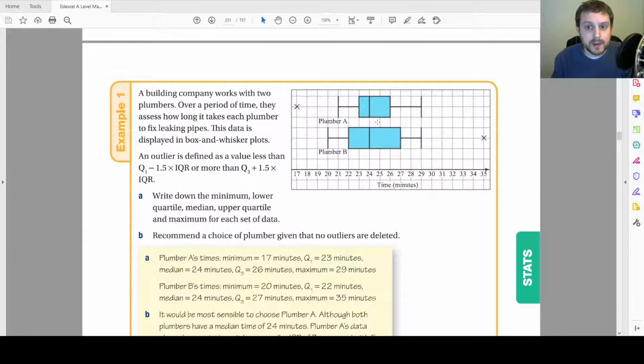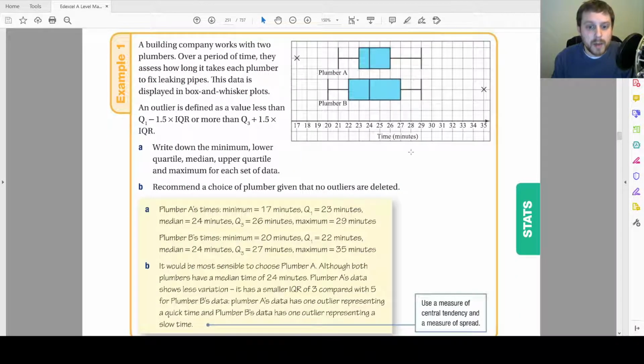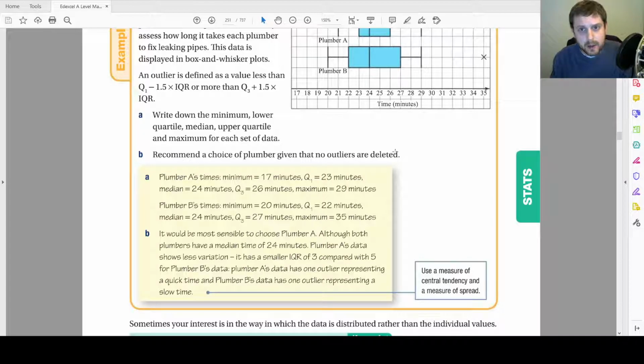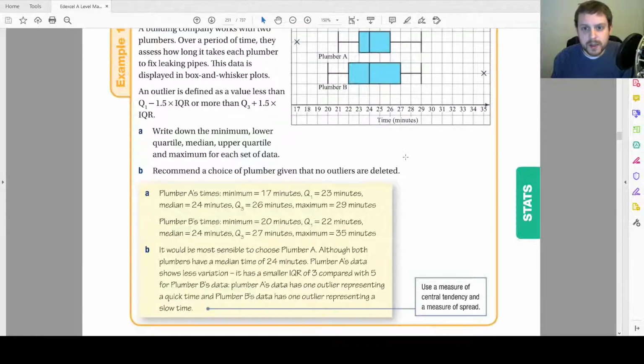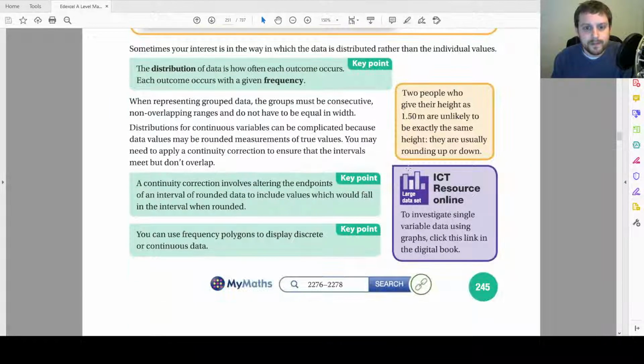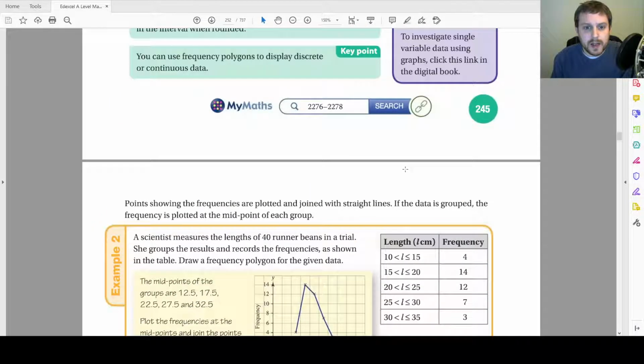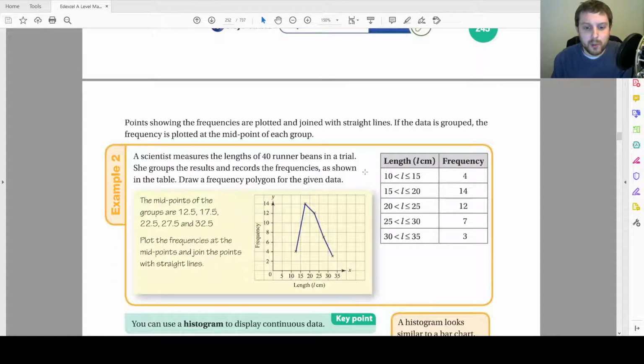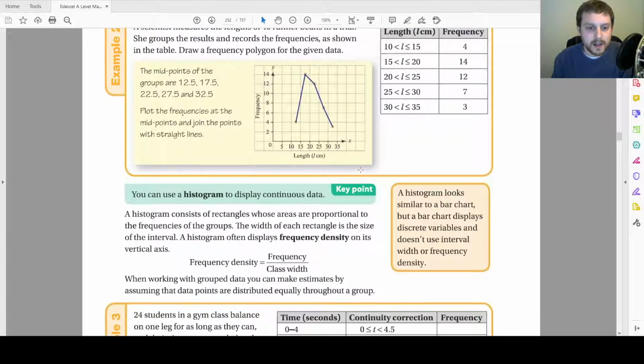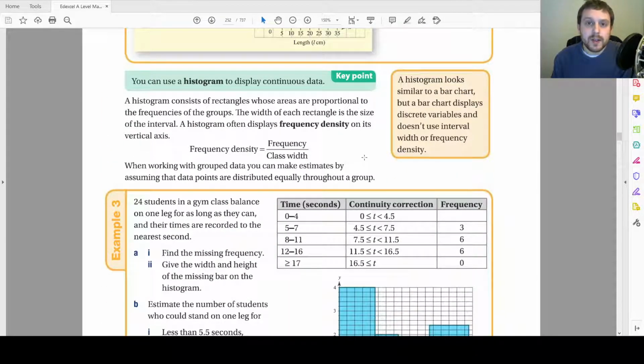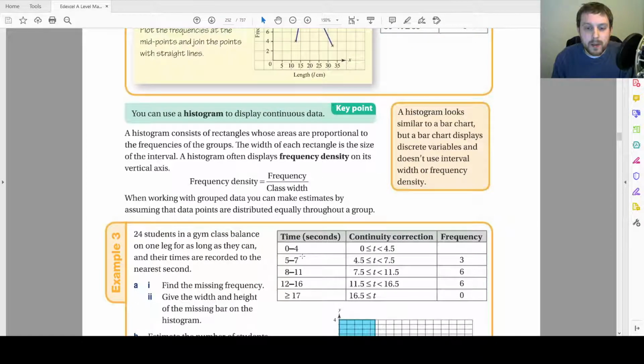So that's that, and of course it's like GCSE where you would make some comparison, some statements about the median, some statements about the spread. And frequency polygons. Back at GCSE, they were kind of a bit weird, and here they are again. So histograms are very important, and there's not really a lot more to say about them at A level.